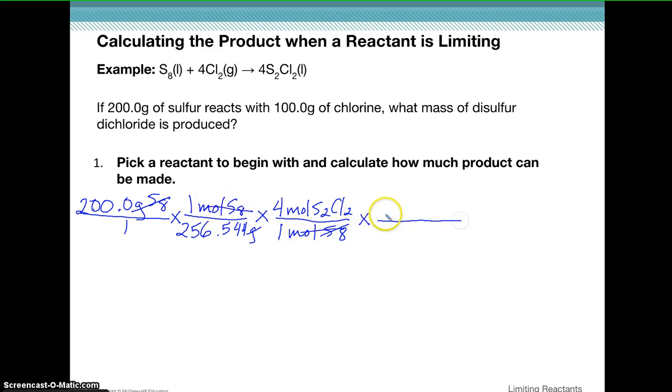And then we want to calculate the mass of product that we can get. So we need the molar mass of S2Cl2, which is 135.042 from the periodic table. So our moles cancel, we're left with grams. And here we get 421.1 grams of S2Cl2. Okay, so we just figured out that if all of the sulfur is used up, that's how much product we would get. Okay, now let's take a look at the next one.